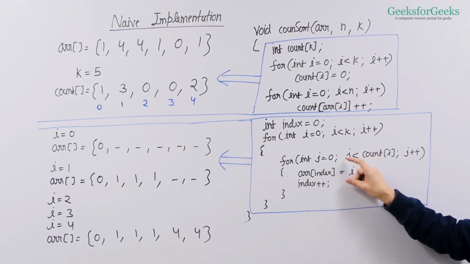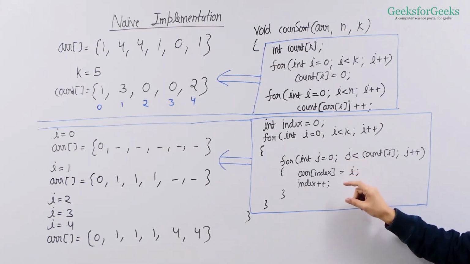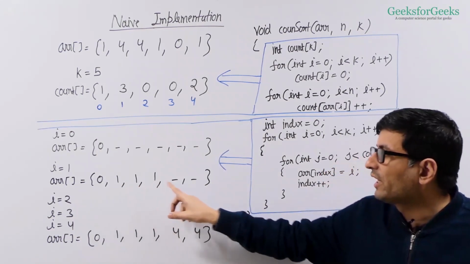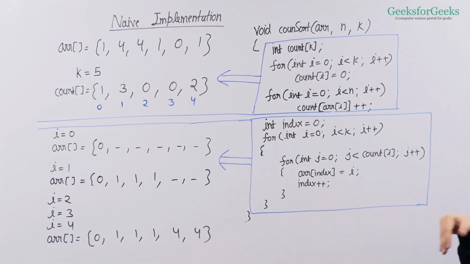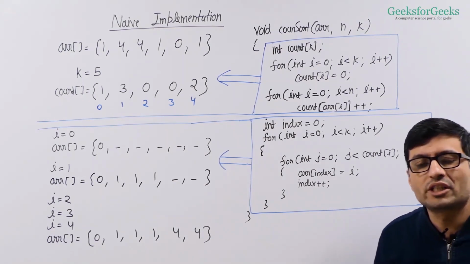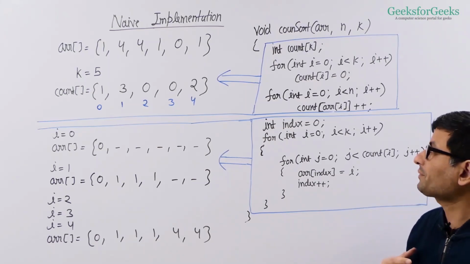And when it runs 3 times, it's going to put 1 three times in your array at the next index, and it's going to increment the index. So that's how this logic works. Now, what is the time complexity of the solution?